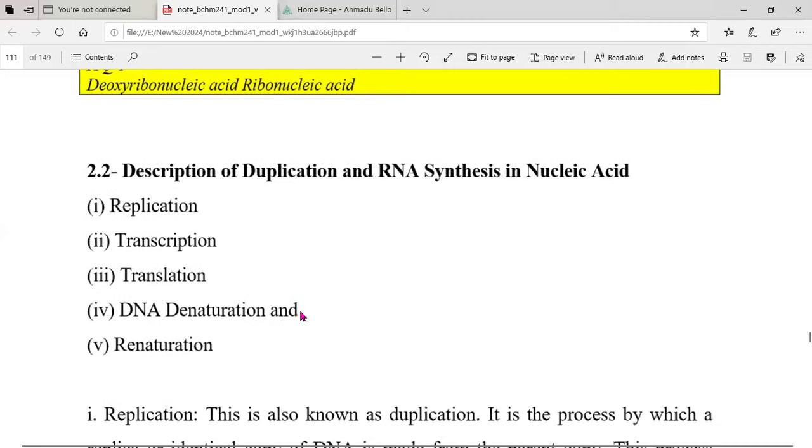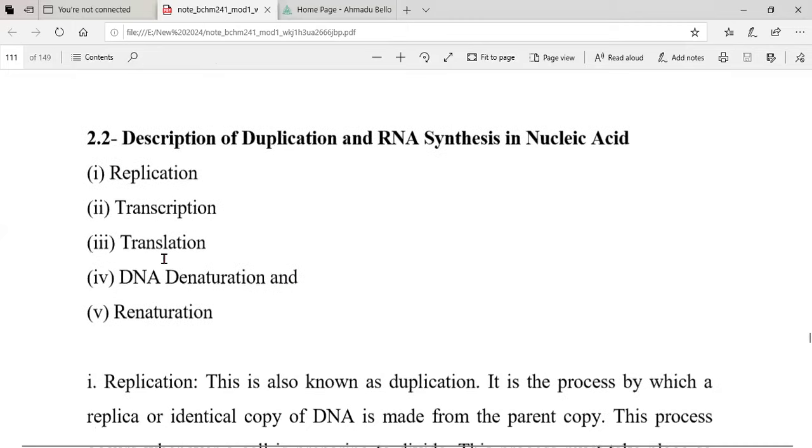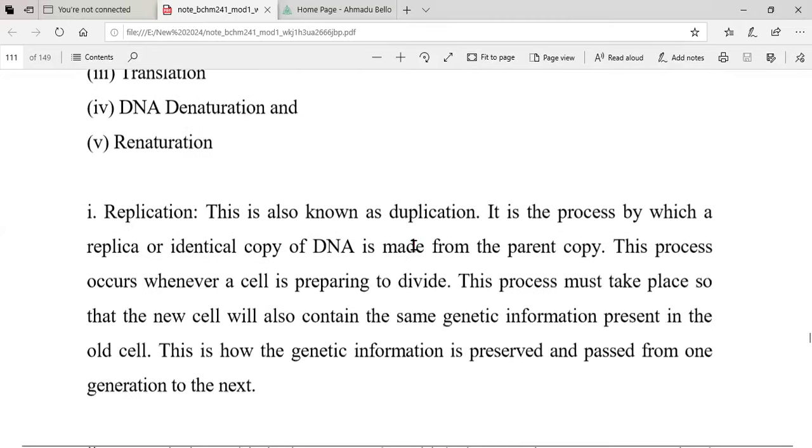So we have these processes of replication, transcription, translation, DNA denaturation, and also renaturation. When we say replication, it is also called duplication. It is a process by which a replica or identical copy of DNA is made from the parent copy. So you have DNA making a photocopy of itself to have another DNA. From DNA to DNA is what we call replication or duplication.